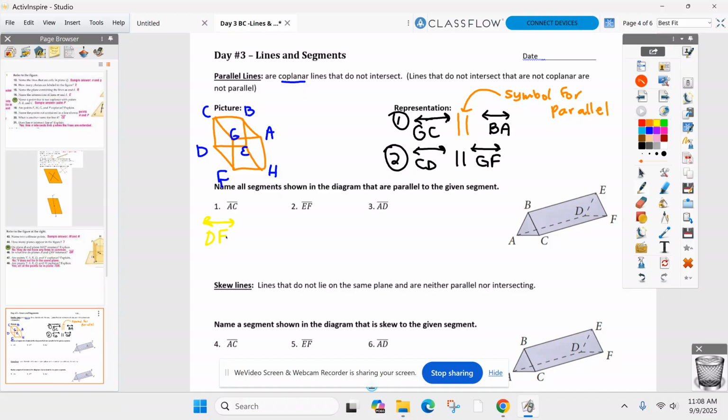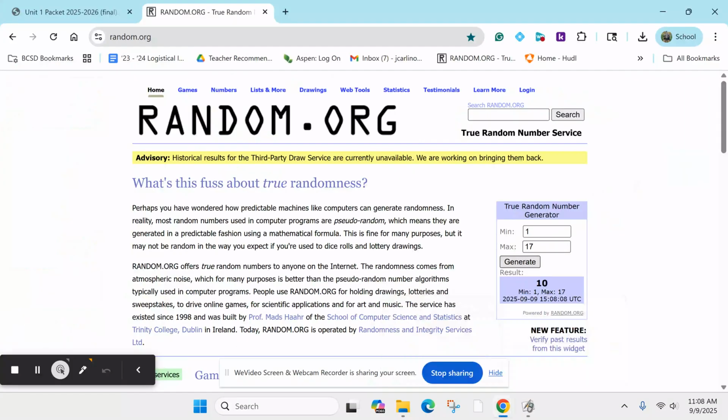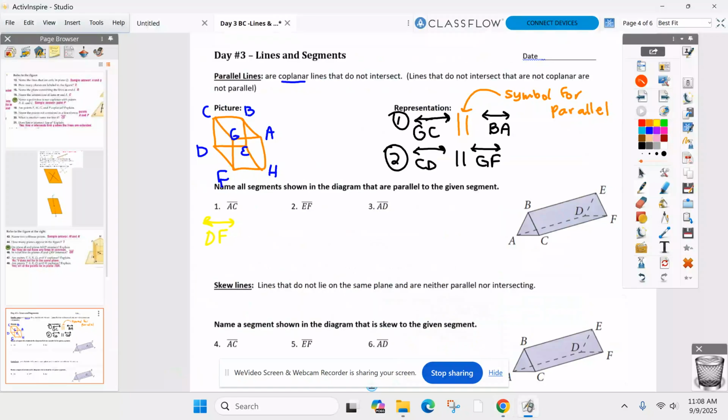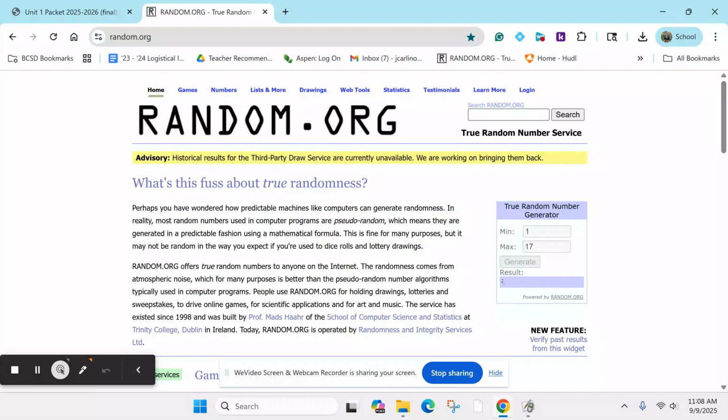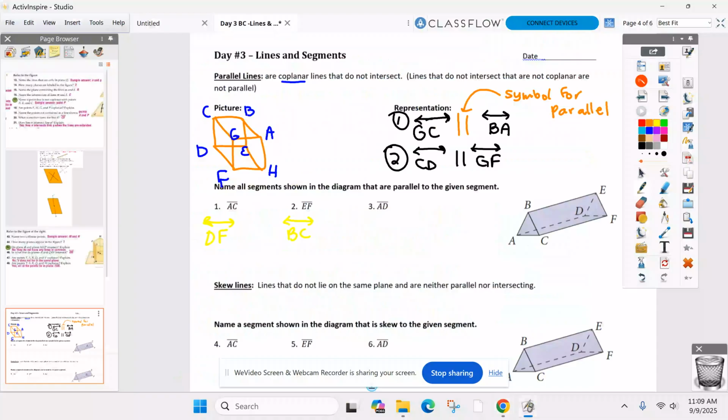How about EF? Give me another line that is parallel to it. Sakura, back to you. EF and BC, good work. And finally, AD. I'll actually accept two answers here. Jacob got one: AD and CF. Yep. Or I would have also accepted the other one: BE. Good. All right, everyone good with parallel lines?